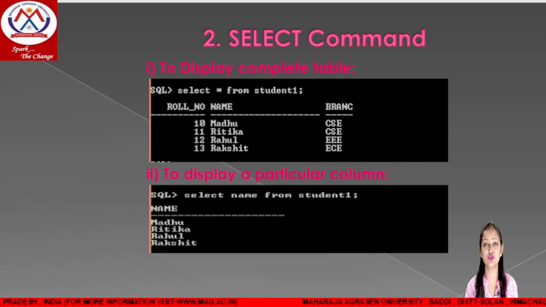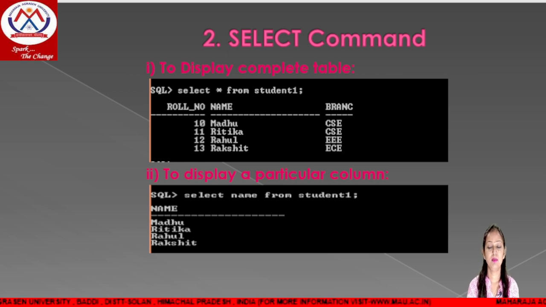I have mentioned here student 1. So what is student 1? Student 1 is the name of the table. And what is the star? Star means all. It will display the complete table. All the rows of student 1 would be displayed with the help of this command, right? So select star from table name is the simplest command ever.